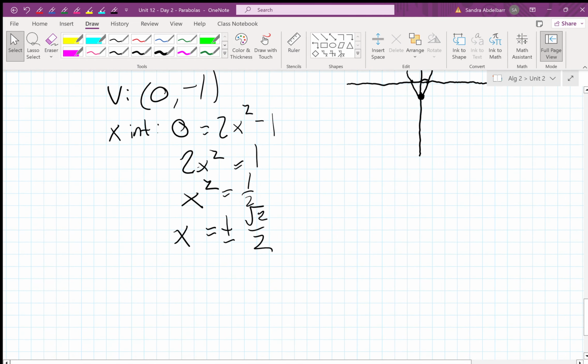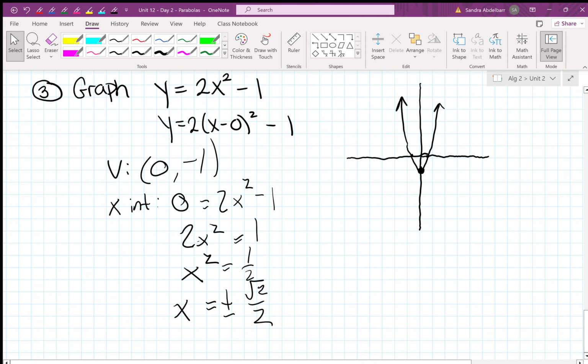Okay, guys. So look, if you see people are erasing and fixing their work, let me explain. H is 0, K is -1, which is why the vertex is down 1. Write that down. Notes, everybody, notes. And the x-intercept is plus or minus √2/2. It's just the square root of 1/2.